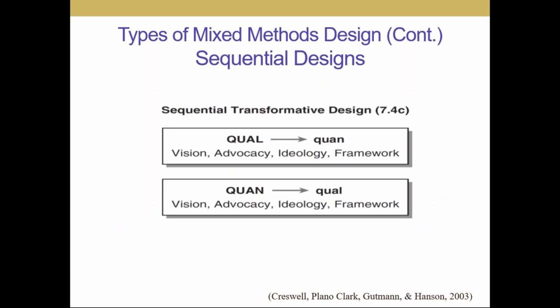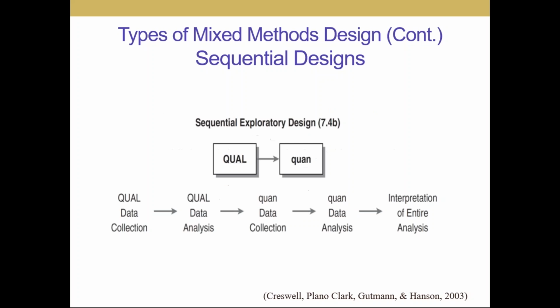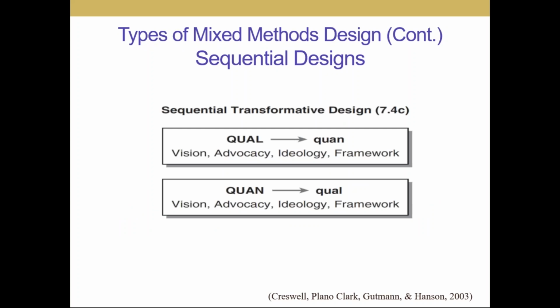So the last one is sequential transformative design, and it's just like the sequential exploratory design and also the sequential explanatory design, but the difference in this approach is that the researcher has an advocacy role in the study. Advocacy in the sense that the researcher wants to use this study to transform or improve the standard of living of participants, to improve the lives of participants, right?